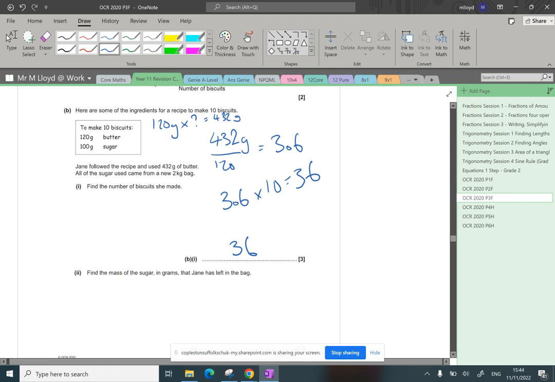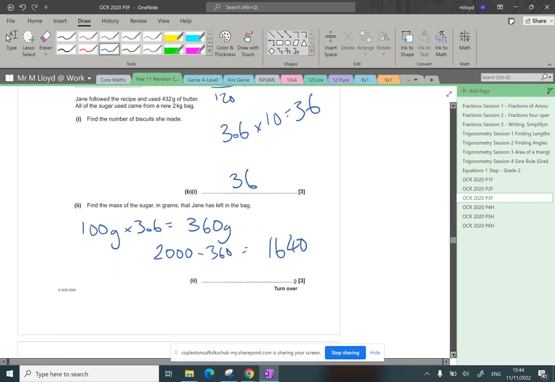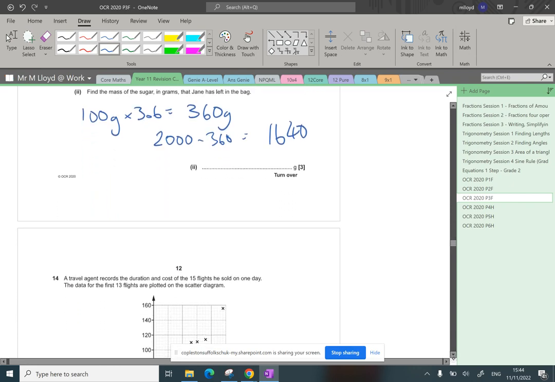It looks like it's coming in for part 2 here. So find the mass of the sugar in grams that Jane has left in the bag. So she would have used 100 grams, and we've multiplied by 3.6, which gives 360 grams used. It's come from a new 2 kilogram bag. 2 kilograms is 2,000. So 2,000, take away 360, doing it on the calculator, not making any mistakes. And that gives us 1,640 grams. Okay, sorted.